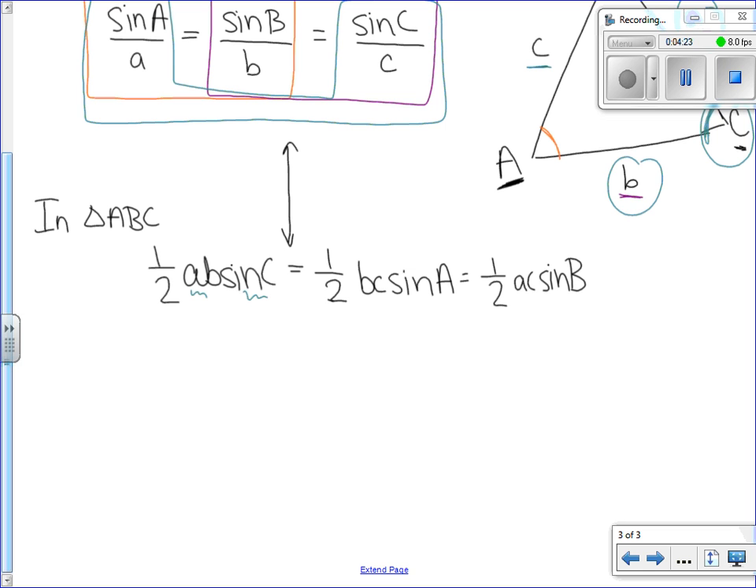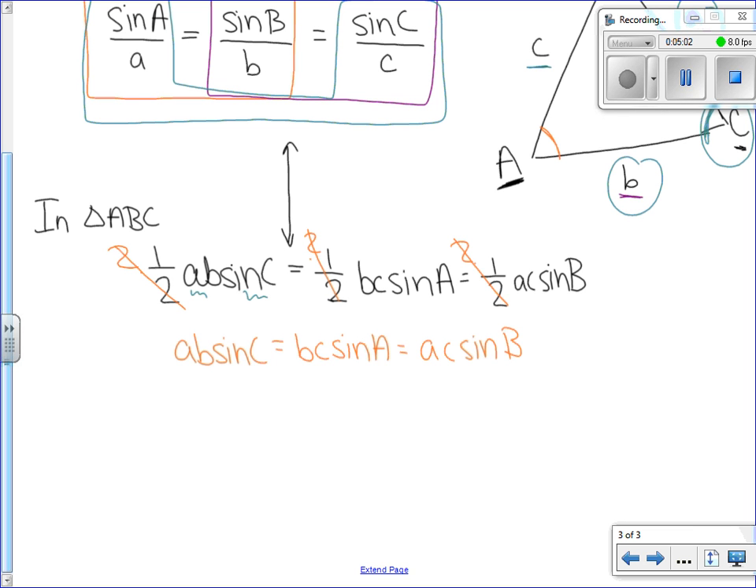What I'm going to do is multiply everything by 2 to get rid of this 1/2 that's messing things up. I can do that because these are equations, so all I need to make sure I do is do it to every part of the equation so it balances. So I'm going to multiply here by 2, here by 2, and here by 2. So now I'm left with AB times the sine of C is equal to BC times the sine of A, which is equal to AC times the sine of B.